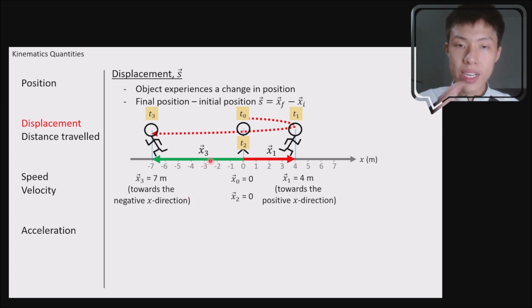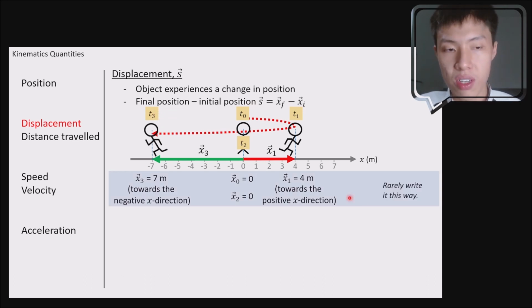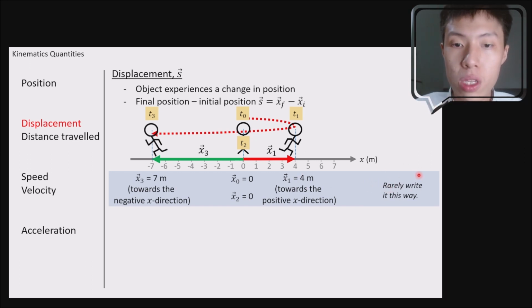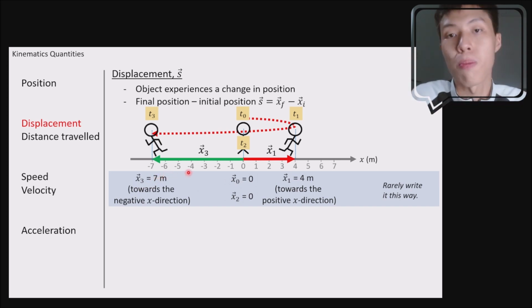So we are quite clear about how the person moves and where the person is at time 0, time 1, time 2, and time 3. So let's try to do something regarding displacement. We rarely write it this way because we usually write in the components of position. In this case, we usually write x0, x1, x2, x3 without the arrow sign, indicating that it's just the x component of this position here.